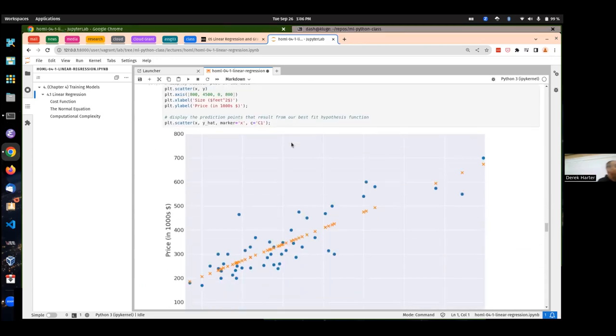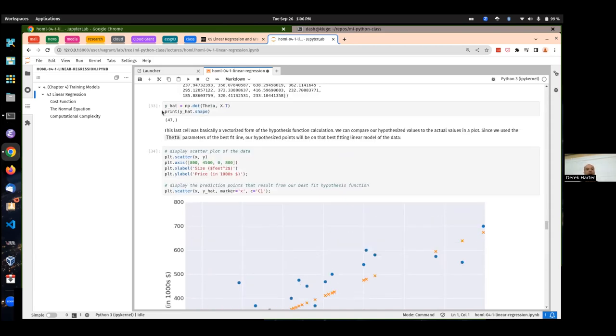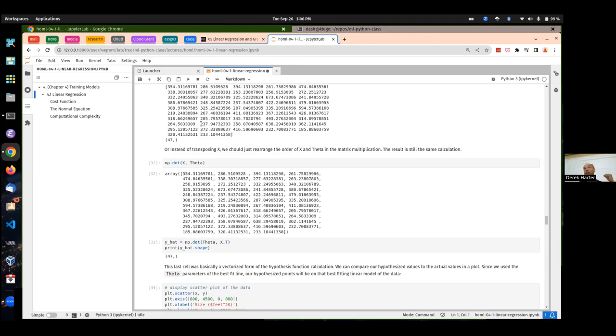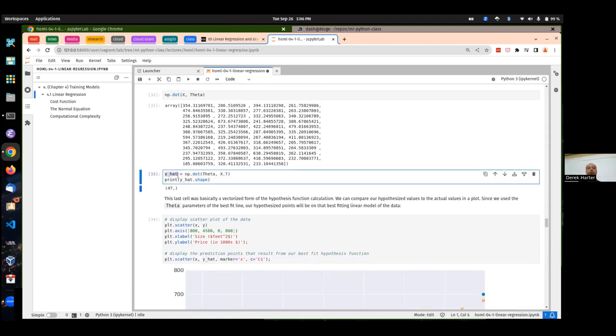So back to linear regression. We can use those two theta values. And again, remember what we've got at this point in the example is the theta that PolyFit claimed was the best fitting model. If I run those through here, I get my y hat, which is my predictions, or my hypotheses, as these are also called. And we can plot those.